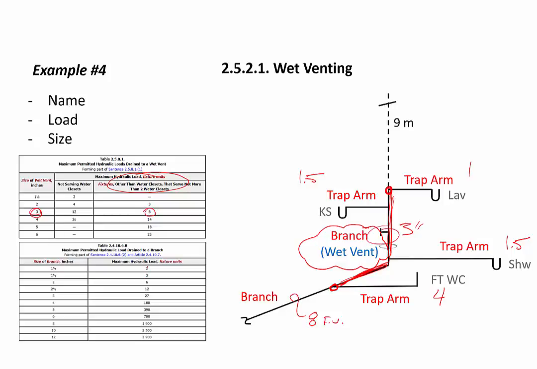And for the branch, again, branch table would say maybe 2.5 inch for 12 fixture units, but of course we know we have a 3-inch wet vent upstream, we have a 3-inch trap arm to connect, so 3-inch minimum for our branch and 3-inch wet vent.